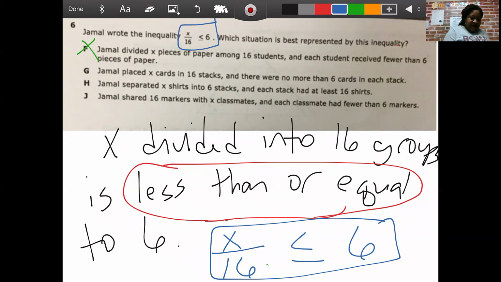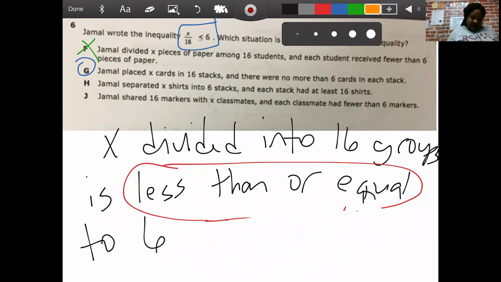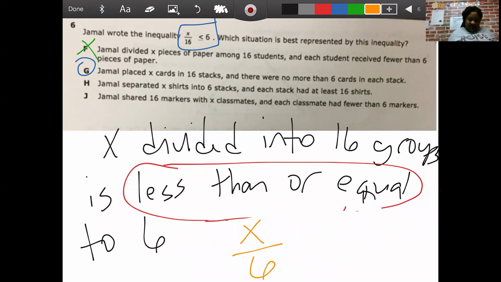Absolutely. So we're going to come back to it just to make sure, okay? So let's read H. H says, Jamal separated X shirts into 6 stacks, and each stack had at least 16 shirts. Does this inequality statement match the example? No, because we're dividing by 16 in the example, but this one we're putting it into 6 groups versus 16 groups like the example. Okay, so we know it's not H.